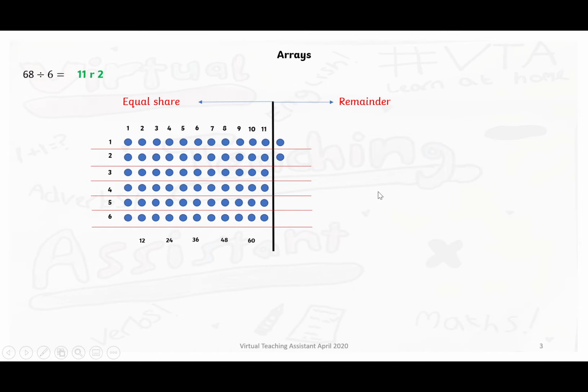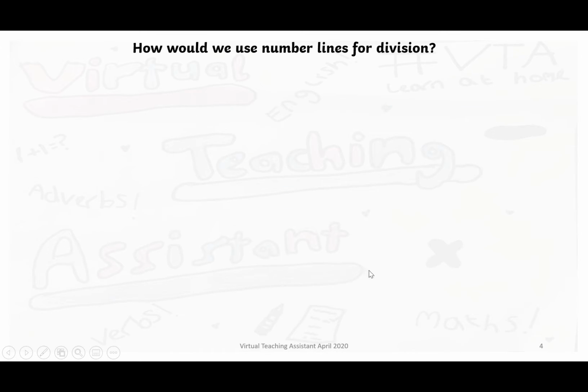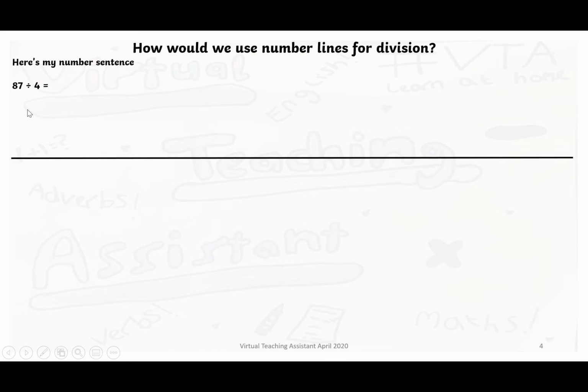All right, quite straightforward. Number lines for division. All right, now 87 divided by 4. Again, what I'm going to do is I'm going to count up in my 4s until I get to 87. And then the idea is I'm going to count how many jumps I've had to make to get there. Here's how. Okay, so 4.